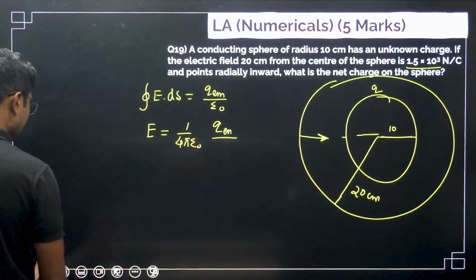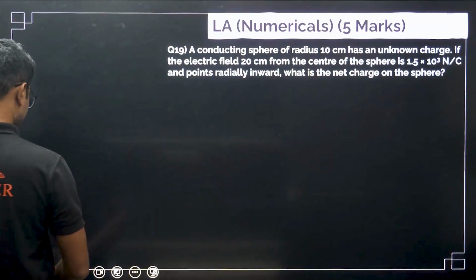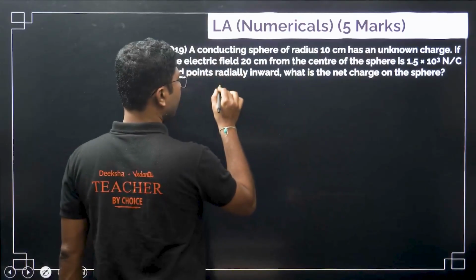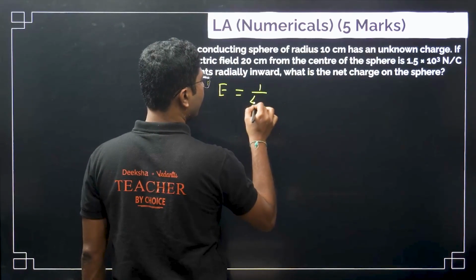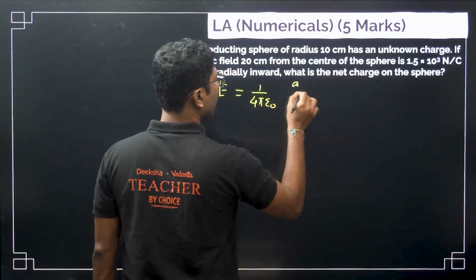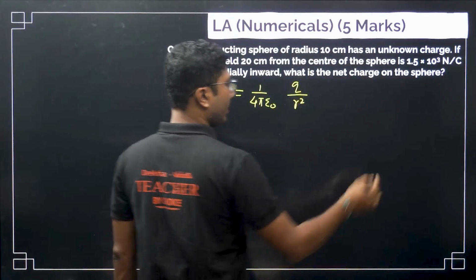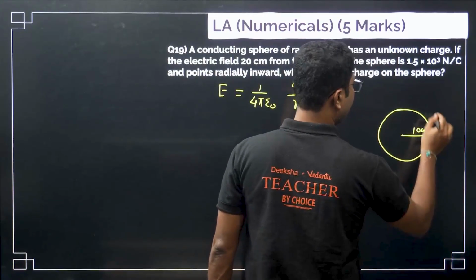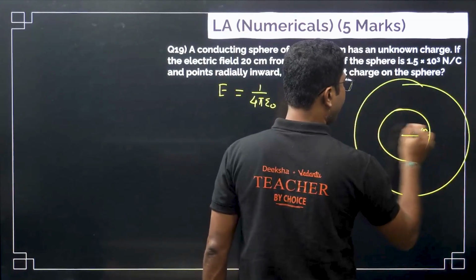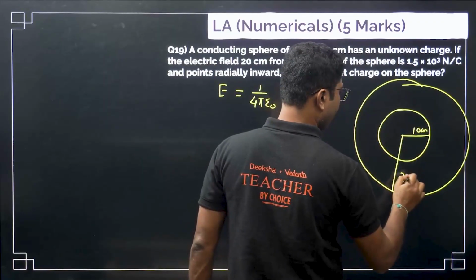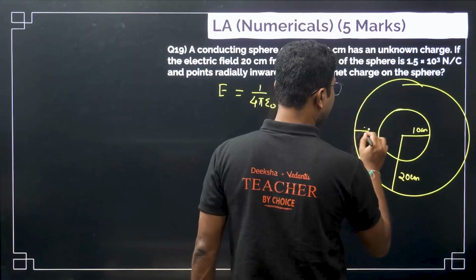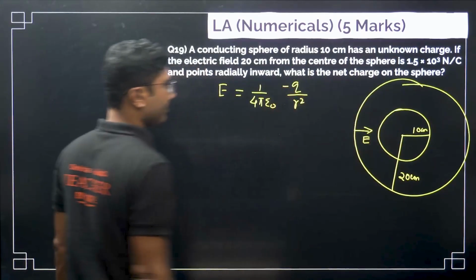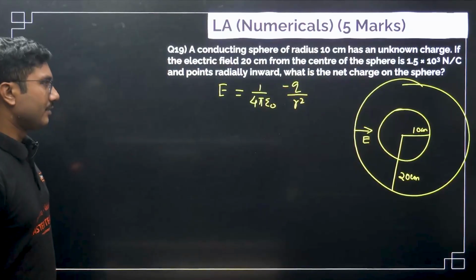Derivation is the same as the spherical shell. So the electric field will be 1 by 4 pi epsilon naught Q by r square. This is the shell of 10 centimeter and this is the point where we are measuring. This is 20 centimeter. Now, electric field radially inward means the charge must be negative.